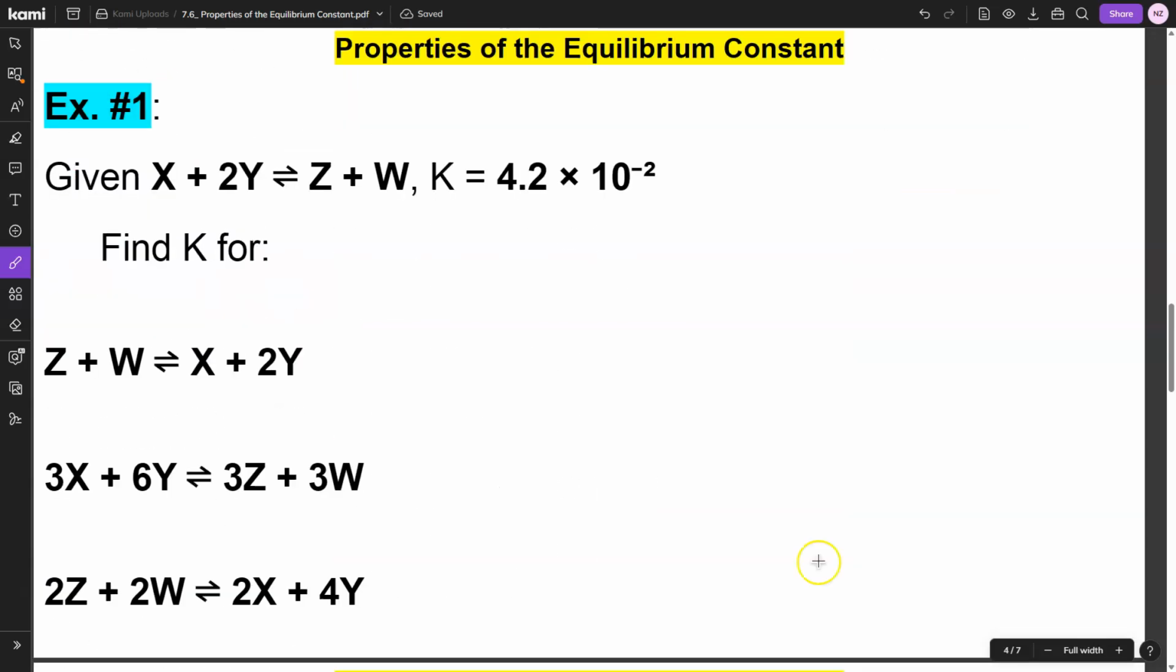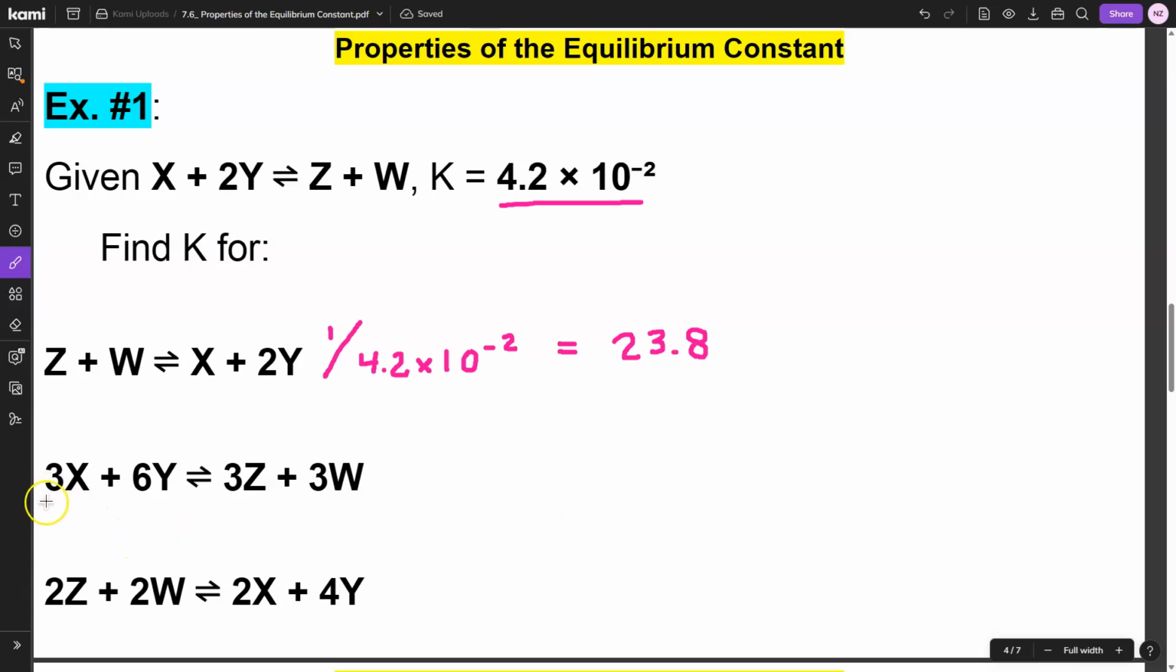All right, so let's go through some examples. We have this reaction, and I have 3 variations of that reaction. Now let's see what happened. In our first reaction, we basically just flipped it. So we took our original reaction and reversed the directions. Our original equilibrium constant was 4.2 times 10 to the negative 2. So I would just do 1 over that. And if I plug that into my calculator, I will end up with 23.8. And remember, our K does not have any units.